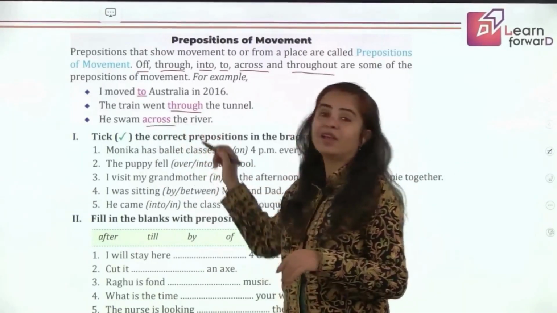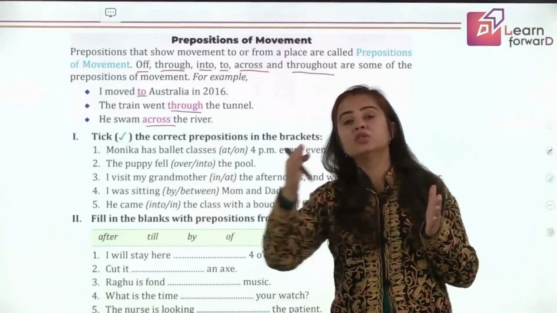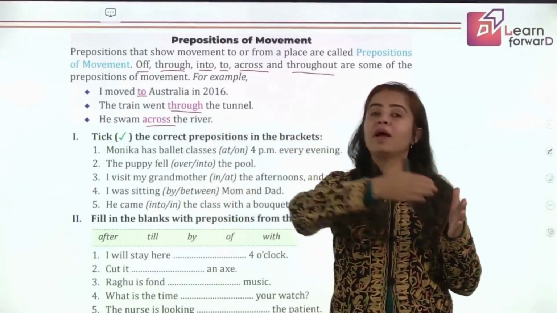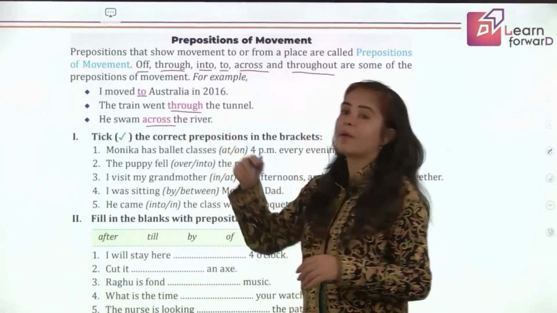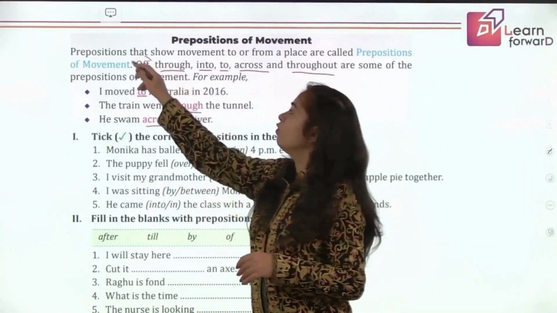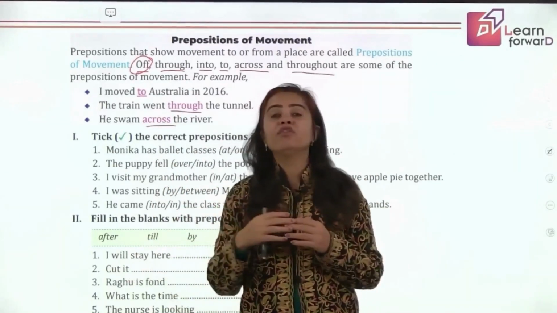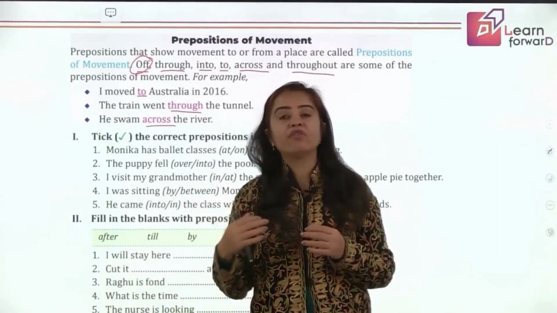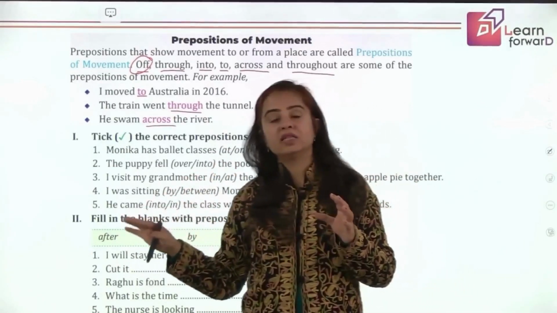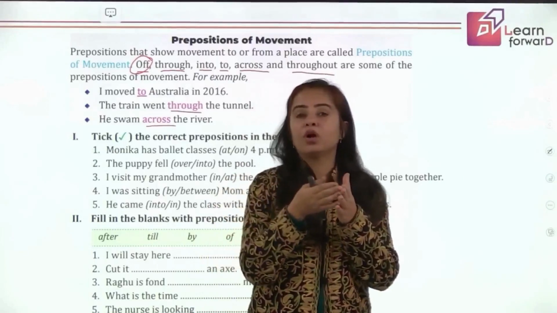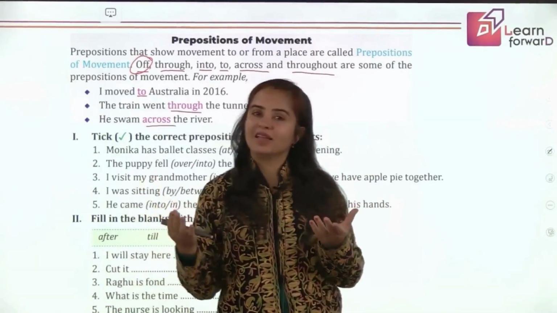He swam across the river. So this is again showing the movement. That means he is crossing the river from one bank to the other. That is again a movement. So this is he swam across. Now what is the meaning of off? O-double-F, off means getting detached. Like I fell off the bed. I fell off the bicycle. That means, again this is showing a movement from your bed. You are getting detached. You are falling down. So that is again a movement.